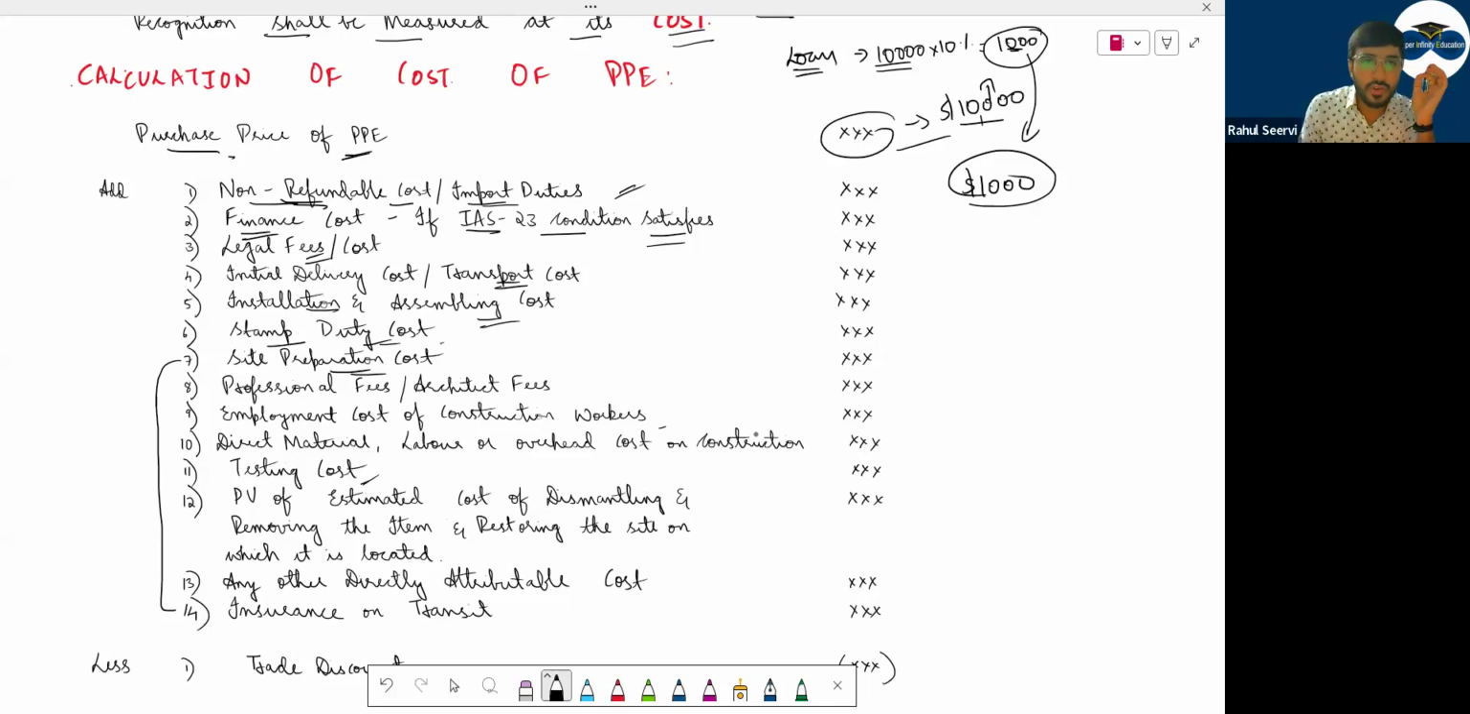So then, site preparation cost. I have a land to construct my building. The land is not level, I have to level it. Because of that, I incur $2,000. That also will be included here.